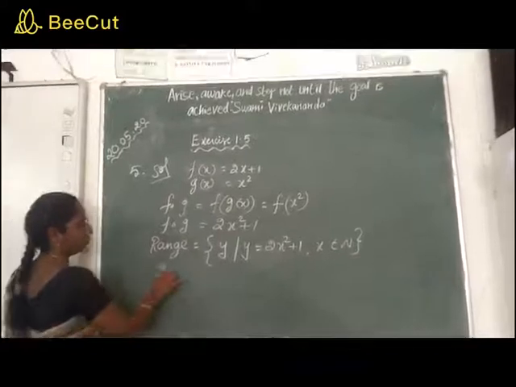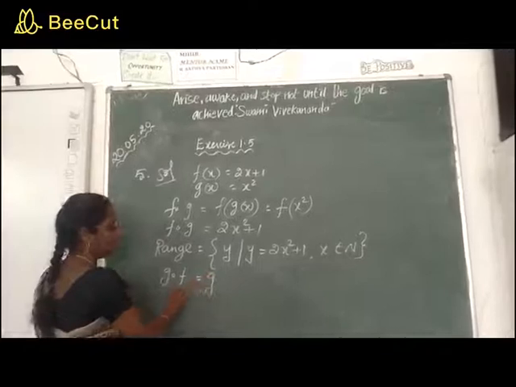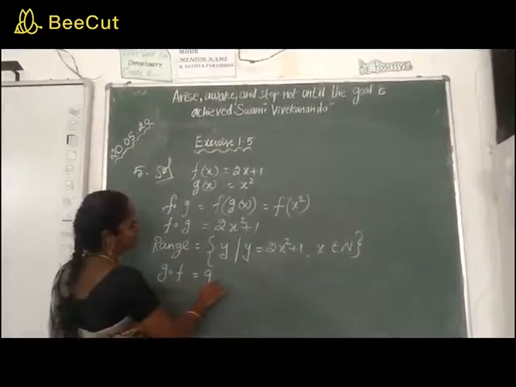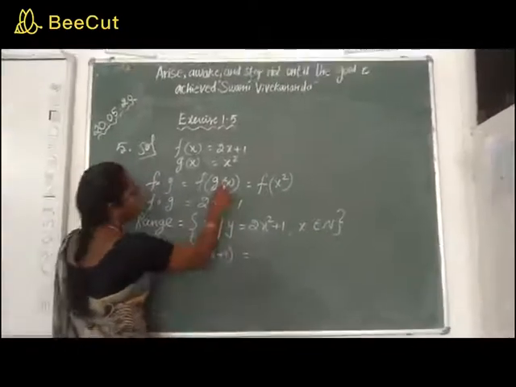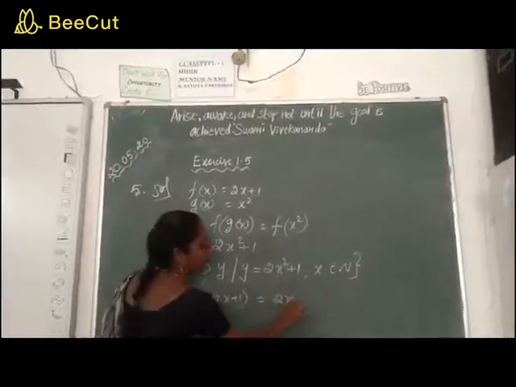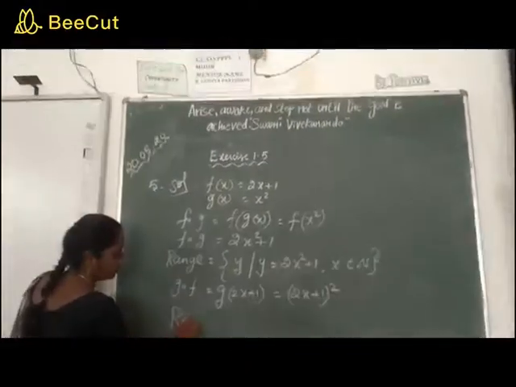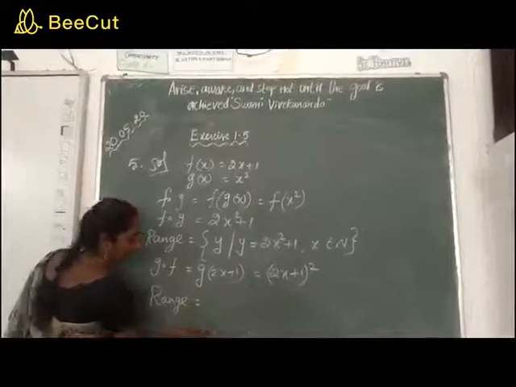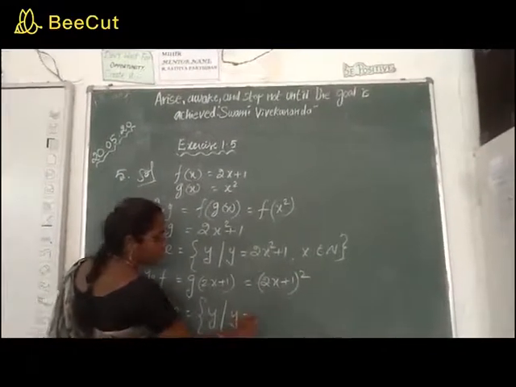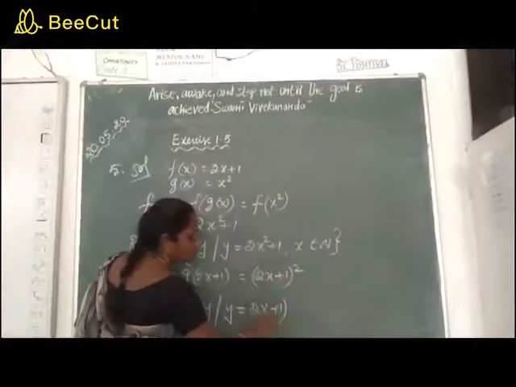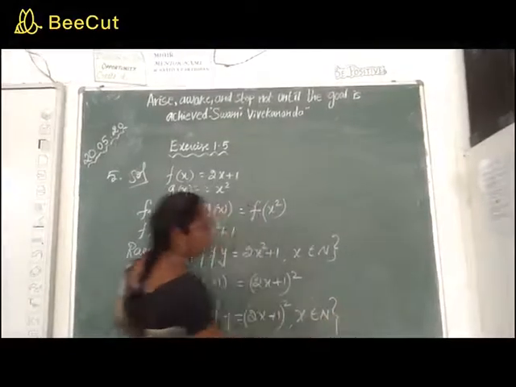Let us find the function g∘f, that is g(f(x)). The f value is 2x + 1. Substitute in g, where g is x². So we have (2x + 1)². Now the range of g∘f is equal to y such that y = (2x + 1)², where x is an element of natural numbers.